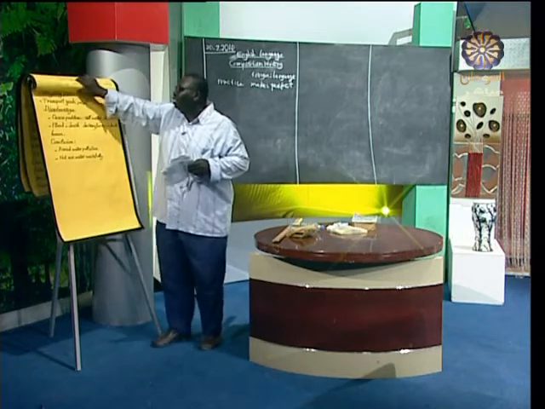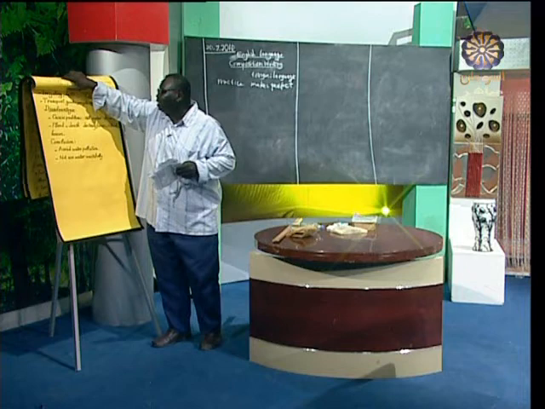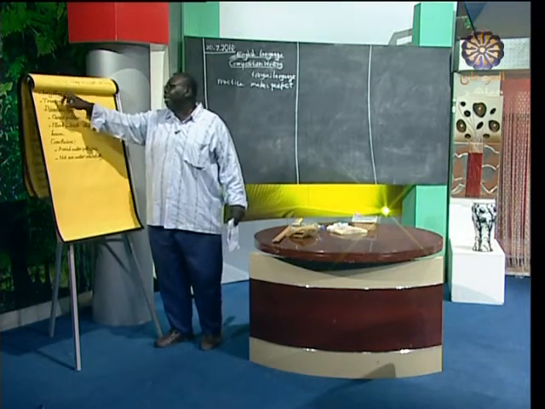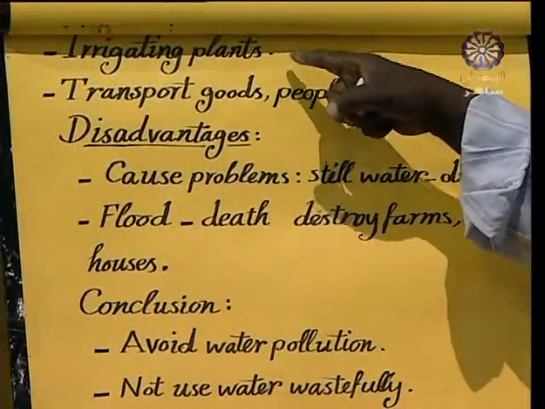We have the disadvantages. I'm sorry. We have more uses about water. Here we have irrigating plants. We use water to irrigate plants.